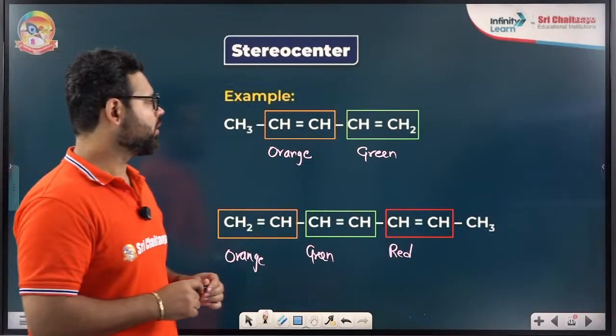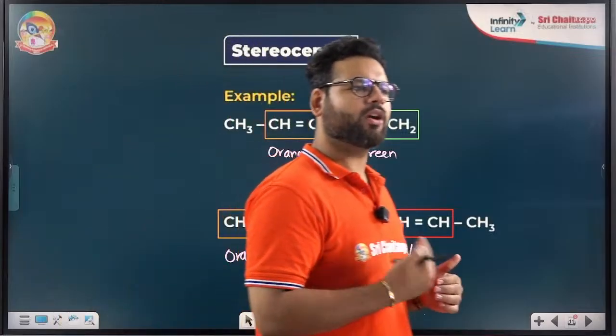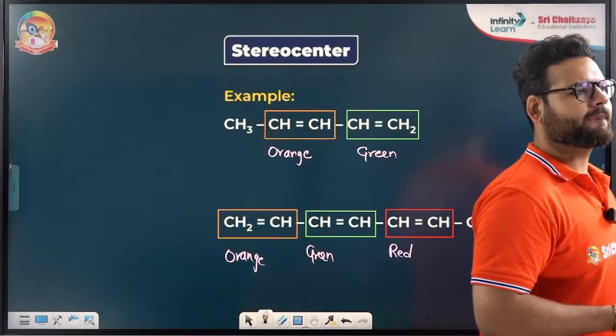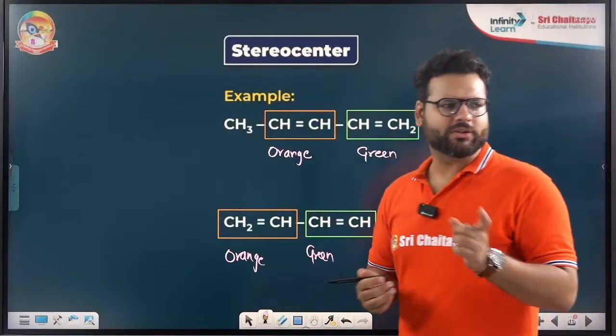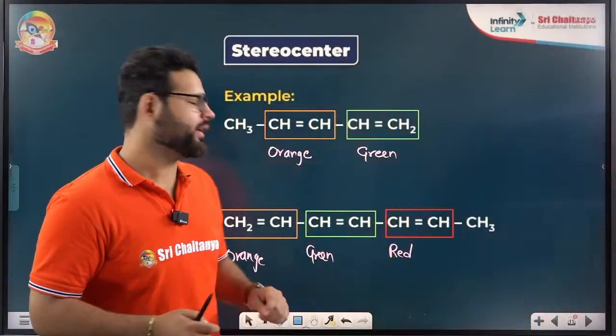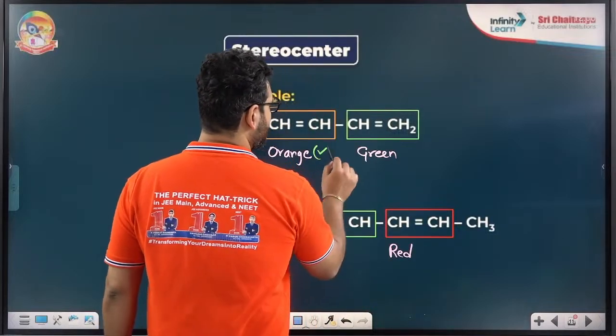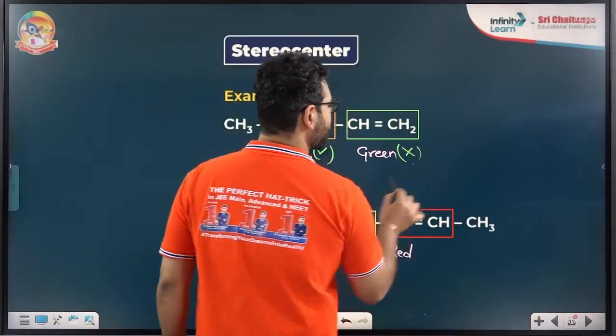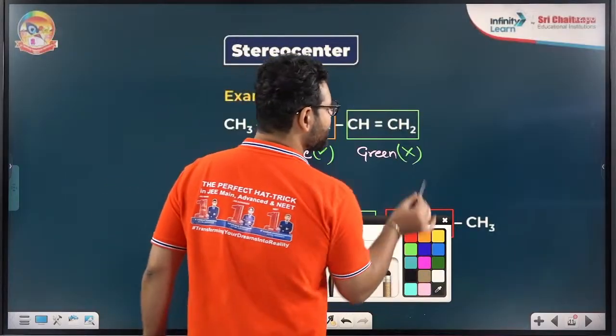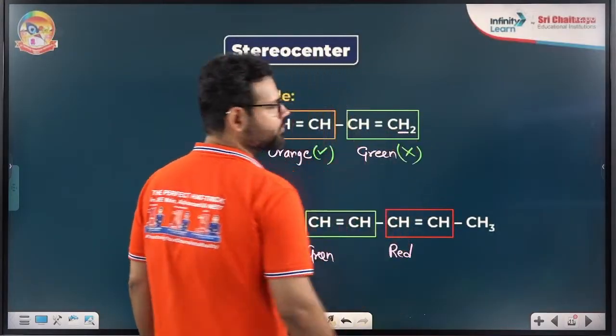First one, orange is the stereo center and green is not? Yes, green is not a stereo center, but orange is a stereo center. Very good. So in the first one, orange is a stereo center, green is not a stereo center, because here both the groups are the same on the carbon, CH2.